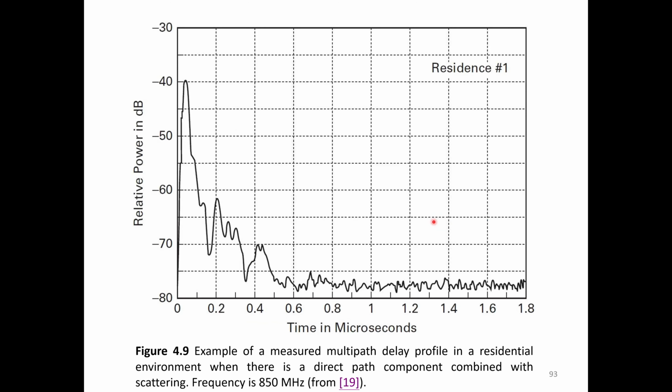So the x-axis is time in microseconds from 0 to 1.8 microseconds, and the y-axis is the relative power from negative 80 to negative 30 dB. So we can see that as time increases, the relative power will decrease. Also not in a monotonic way.